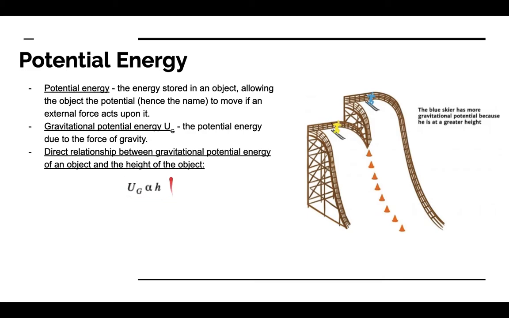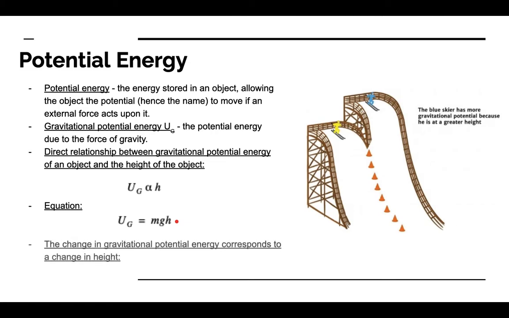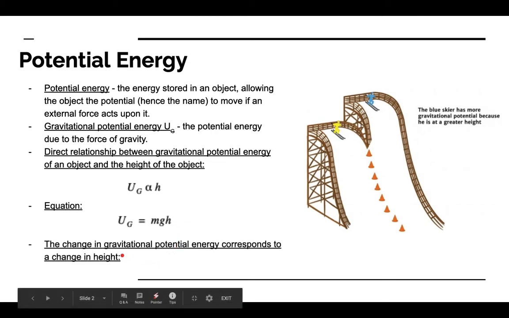So we say the gravitational potential energy of an object is proportional to the height of the object. The equation we subsequently use for gravitational potential energy is gravitational potential energy equals the mass of the object times the acceleration due to gravity times the height at which the object is located: U_G = mgh. The change in gravitational potential energy also corresponds to a change in height, and this is what you'll see on your equation sheet. Delta U_G, our change in potential energy, is equal to mg delta h.